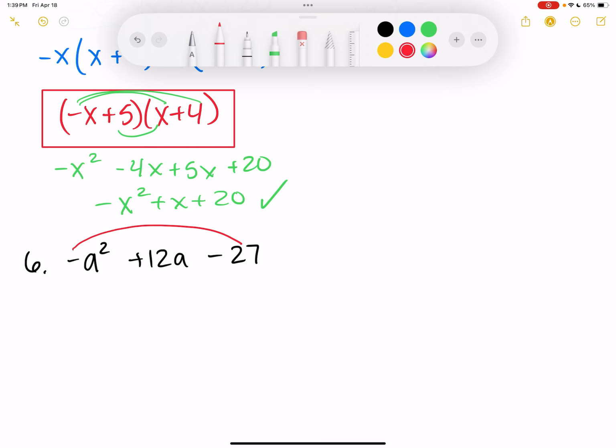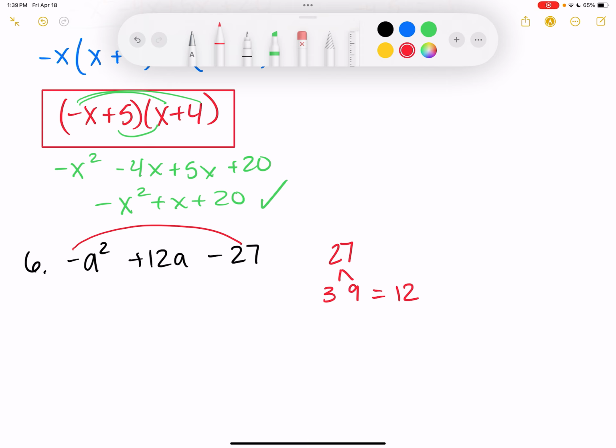Okay, so we've got negative 1 times negative 27, which is what? Positive 27. So I need factors of 27, two numbers multiplied that equal 27 and add up to equal 12. 3 and 9. 3 and 9, yep.